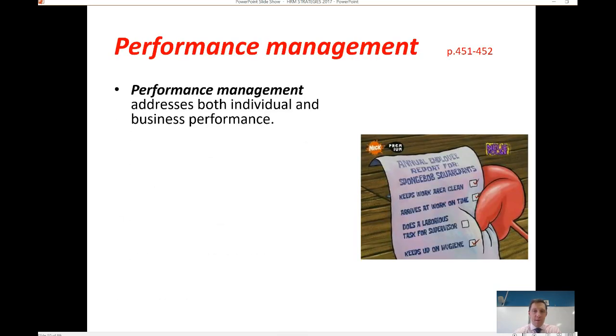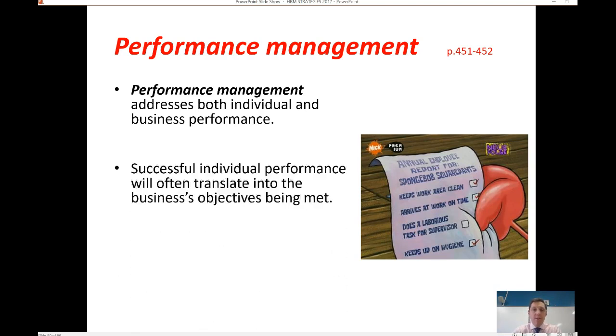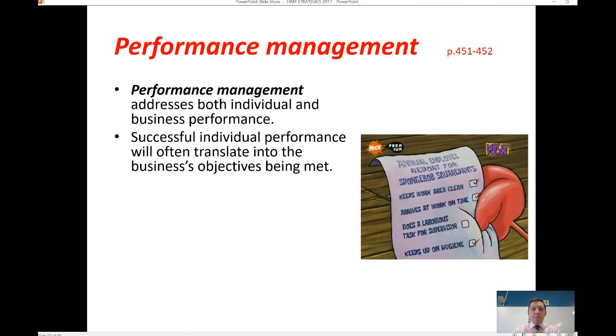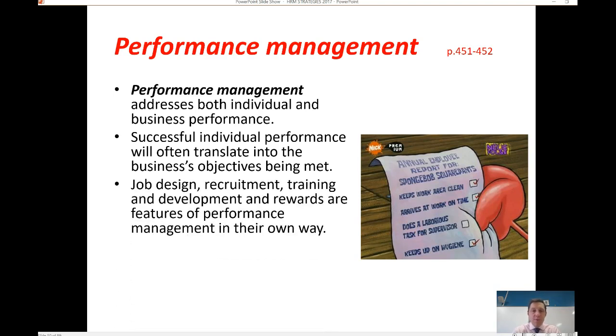So in terms of performance management, that addresses both individual and business performance. So the performance of the individual staff member, or at a holistic level, at the total level, the performance of the organisation. Successful individual performance often translates into the business's objectives being met. So the two go hand in hand. If you can get your individuals performing to a high standard, then that should translate to the organisation performing to a high standard.